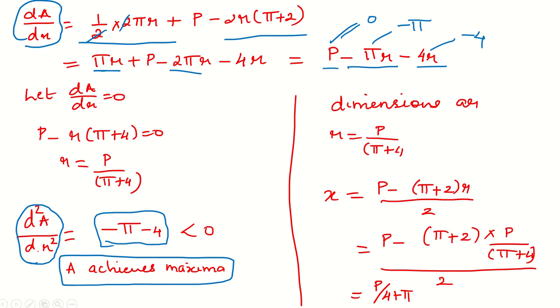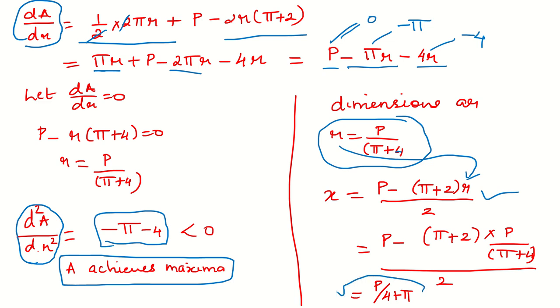Okay, now we have to find the dimensions also. r is already found, x is to be found. What I did, x I had removed, but it's in terms of r. So what I do is put the value of r here and get the answer. So this is your x. So your dimensions are done. Okay.